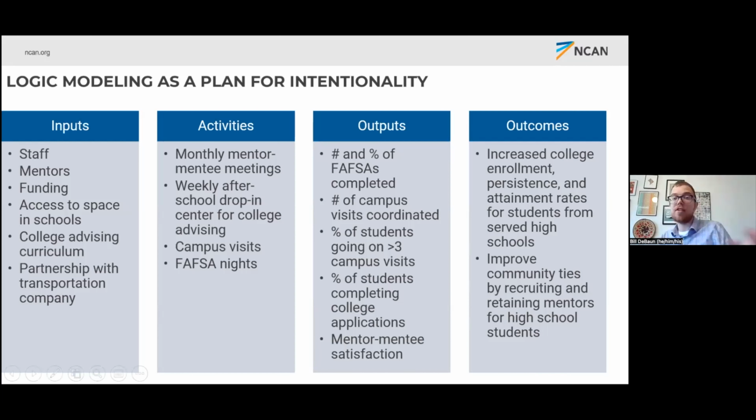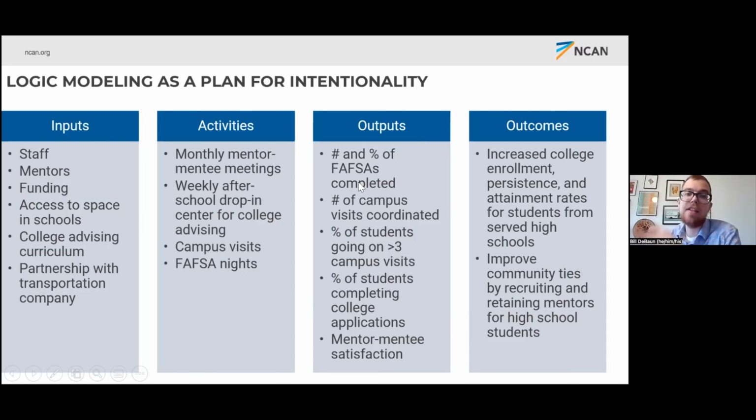And then ultimately, what all of this is driving toward are our outcomes, which are increased college enrollment, persistence, and attainment rates for students from the served high schools for this program. And big picture, improving community ties by retaining mentors for high school students, keeping community members involved in college access, in college advising, in interpersonal mentoring, by ensuring that we're recruiting and retaining mentors. So to me, you can look at this logic model and you can see what the roadmap is. Just looking at this very basic sketch, you have a pretty good sense of what this program does, how it measures what it does, and what it's working toward in the big picture.